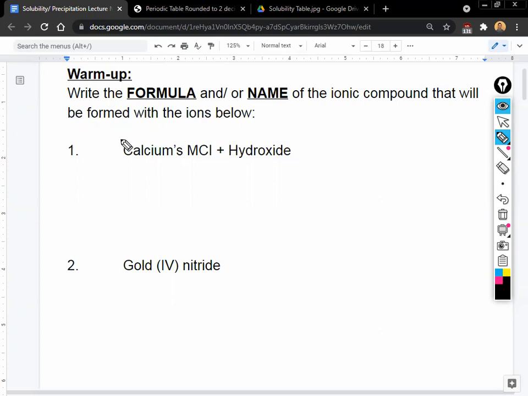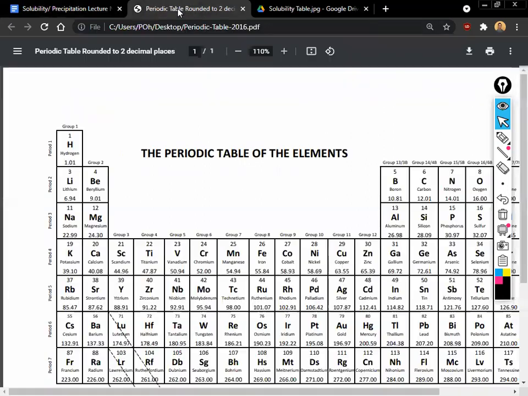So let's start with number one. We have calcium's ion. For the ion, we have to go to the periodic table. Okay, calcium is right here. What's calcium's charge? Anyone remember what calcium's charge is? Yes. Yeah, +2.